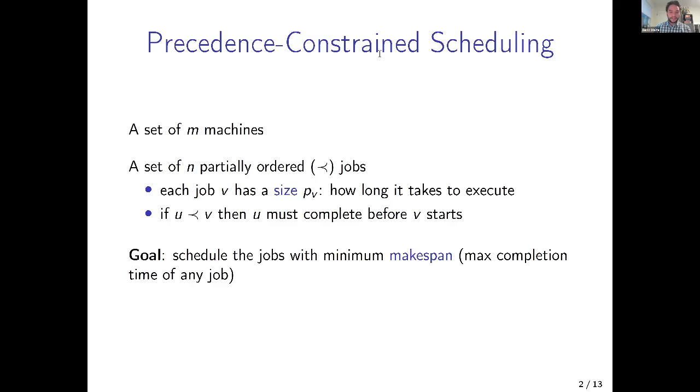Here we're given m machines and n partially ordered jobs. Each job has a size, PV, which gives the amount of time it takes to execute on any machine. We also have this precedence ordering. If job U precedes V, then U must complete before V can start in the schedule. Our goal is to minimize makespan, which is the completion time of the last job in the schedule, and we'll be minimizing makespan throughout this talk. This problem can be approximated within a constant factor using a simple list scheduling procedure, which was proved by Graham.